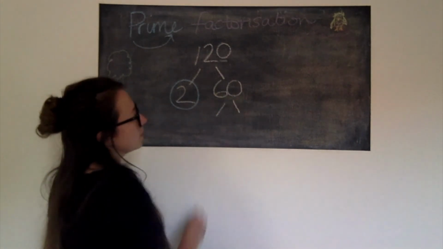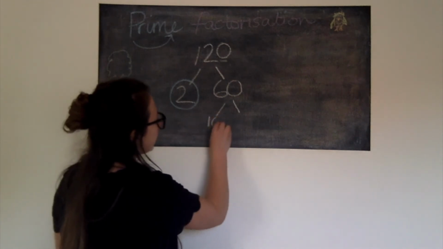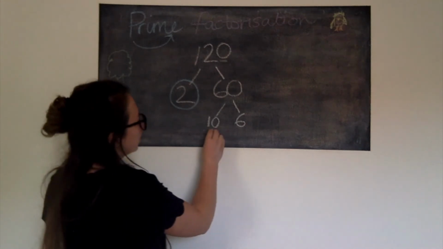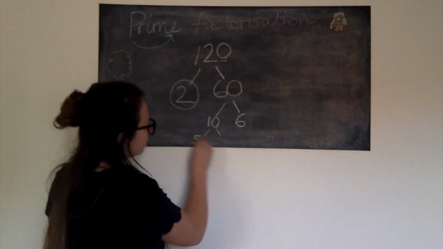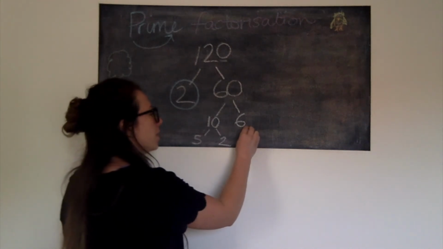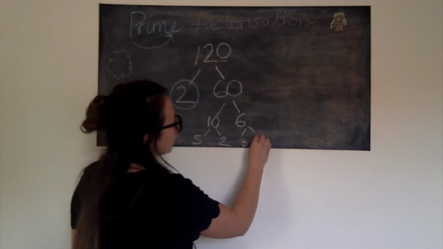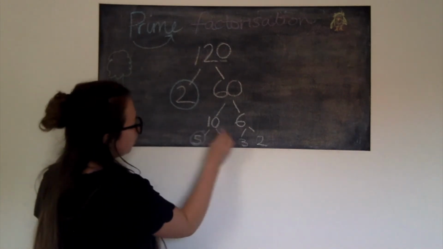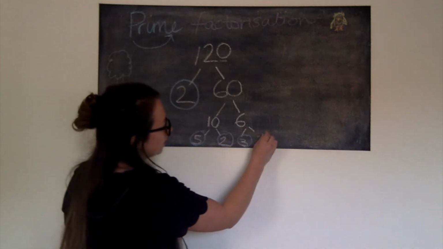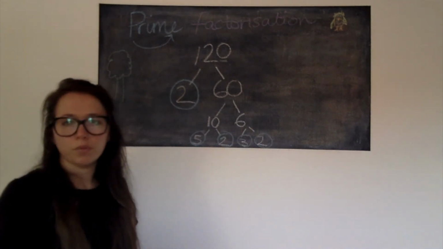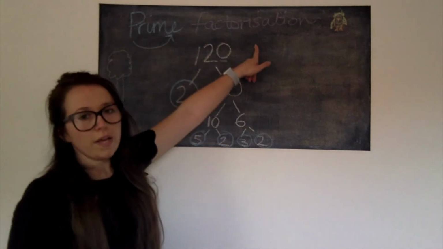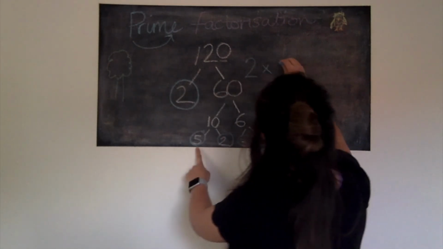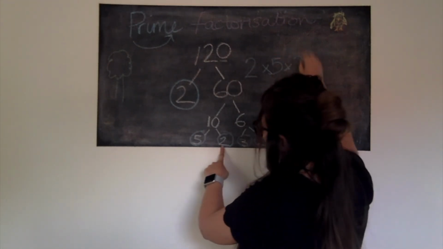2 numbers that times together to get 60. Let's start off easy, so I've got 10 and 6. They're both composite numbers, so I need to go again. So to get to 10, I can do 5 times by 2. And to get 6, I can do 3 times by 2. Then, thinking about prime numbers, 5 is a prime number, 2 is a prime number, 3 and 2, they are all prime numbers. So the prime factorisation of 120 is, let's put them together, 2 times 5 times 2 times 3 times 2.